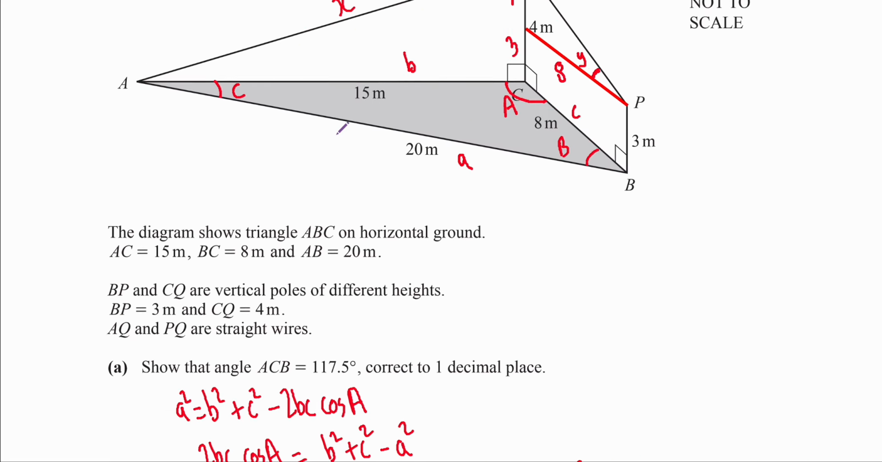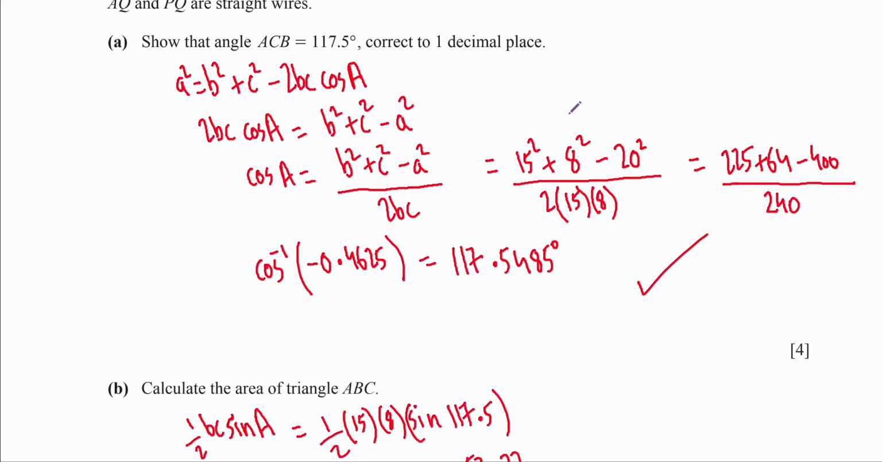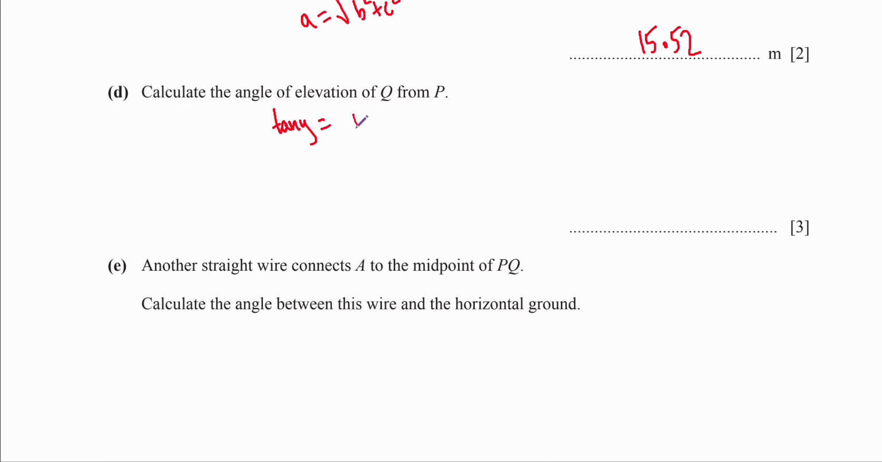So the opposite is 1 and the adjacent is 8. So you would have 1 divided by 8. And that means that the angle y is equal to the tan inverse of 1 over 8. If you put in your calculator, you get 7.13 degrees. So that's our answer for that, 7.13 degrees.